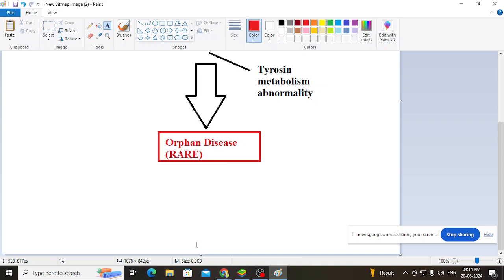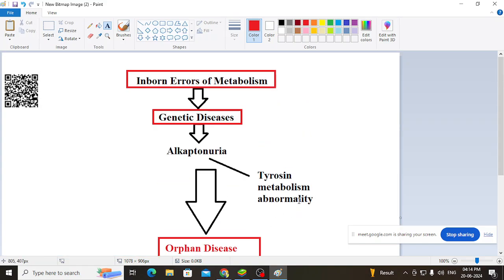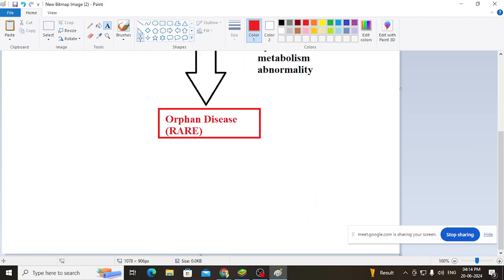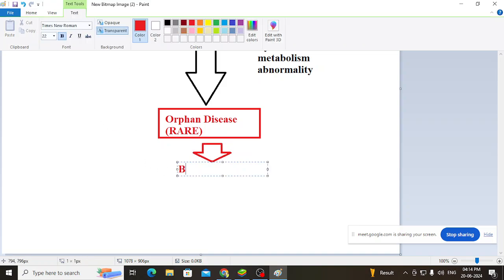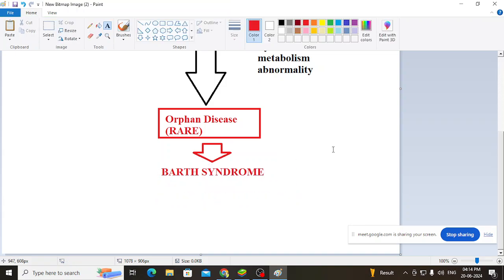Listen carefully. You may ask, sir, why are we discussing this? Because there are many rare diseases. If you choose one and start to work on that, there is huge potential that you can end up with some very good insight or very good research. One example of this orphan disease is called Barth syndrome. Barth syndrome is a rare genetic disease.